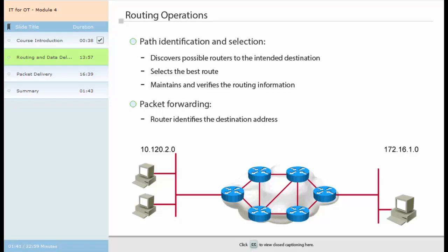To be able to route something, a router or any entity that performs routing must perform these functions: path identification and selection. Determine from which sources, other routers, that the router can learn the path to the given destination. Determine the initial possible routes or paths to the intended destination, and determine whether the known paths to the destination are the most current. Packet forwarding. Determine the destination or address of the packet that needs to be routed.